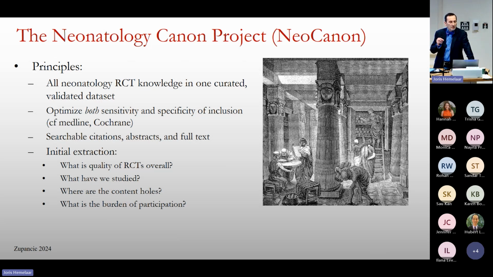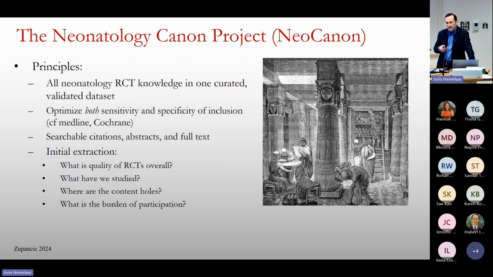So we wanted to be able to go to this, look at the universe of trials that had been published, and make some comments about how we were doing in neonatology with the studies that maybe had not found their way into reviews. And that gets us at this idea of research efficiency. So the target outcome was to create searchable citations, abstracts, and full text.